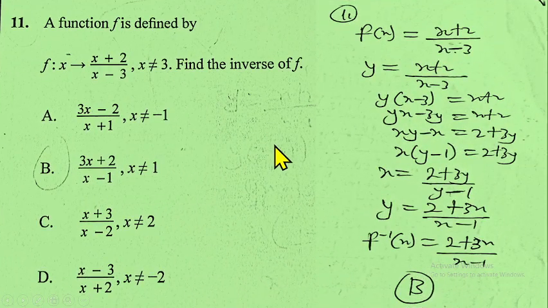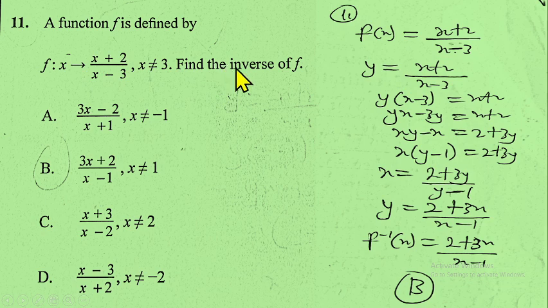Question number 11 is also from function, mapping and function as well. In this case, you have to find the inverse of this function. A function f is defined by f of x equals x plus 2 over x minus 3, where x is not equal to 3, because if our x is equal to 3, that means this fraction will be undefined. Because if 3 is here, that means you have 3 minus 3, that means the denominator will be 0, so that will render this undefined.